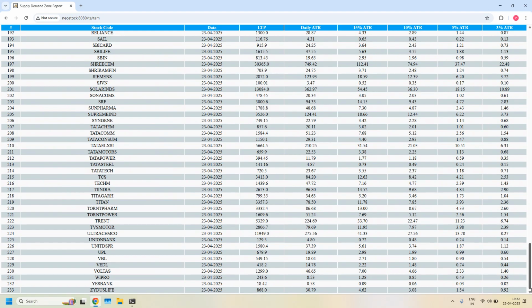So total 233 stocks. So this is the end of the report. I hope this information will be useful to you for your further study and analysis.